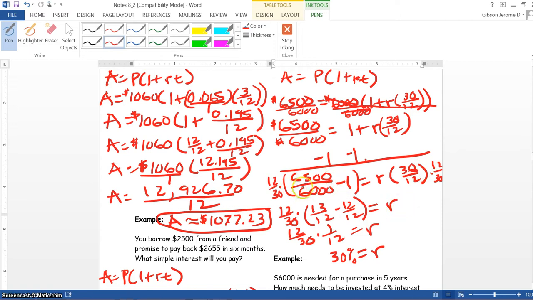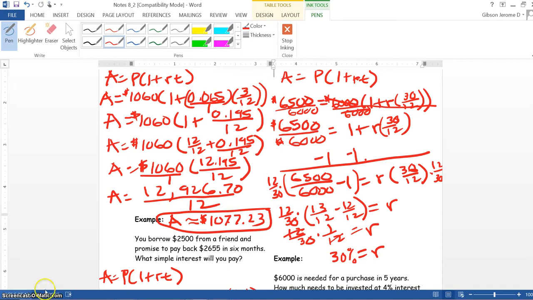Now we come inside of this parenthesis. 6,500 over 6,000 gives you a fraction of 13 over 12 when you simplify this out. Minus, we would change this 1 to 12 over 12 so we could subtract this fraction. So we would have 13 twelfths minus 12 over 12, which is 1/12. So now we will have 12 over 30 times 1 over 12. These 12s will simplify each other out.